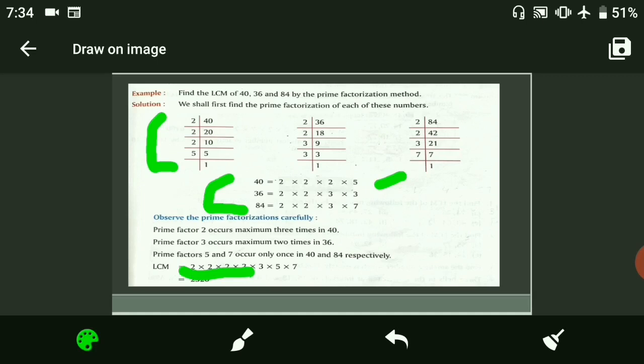Clear? 1, 2, 3, 4. Because 40 comes how many times? 4 times. So you write 4 times 2 over here. Clear? Now you see the next number.